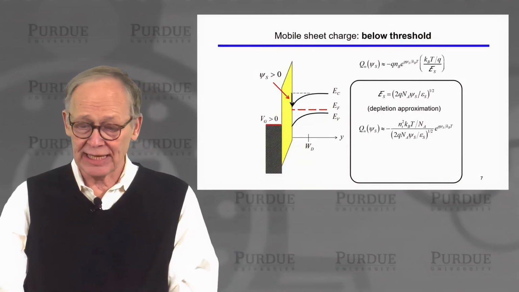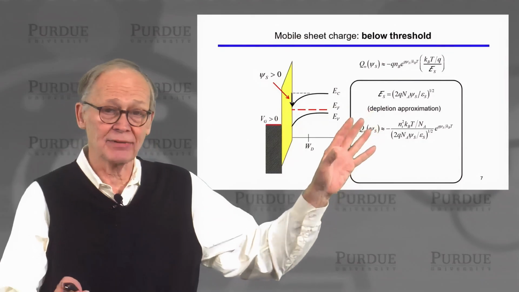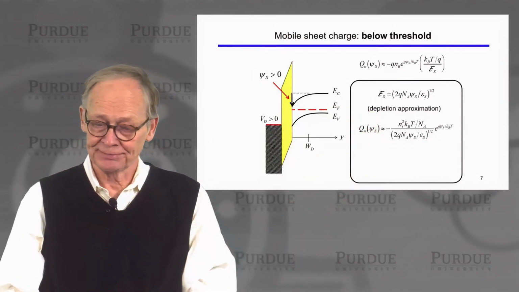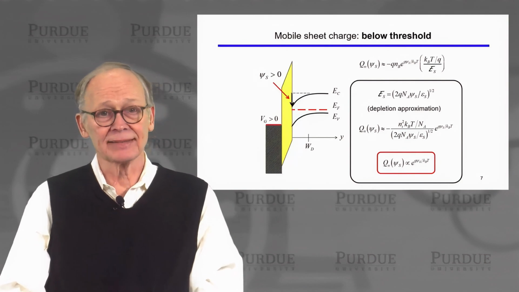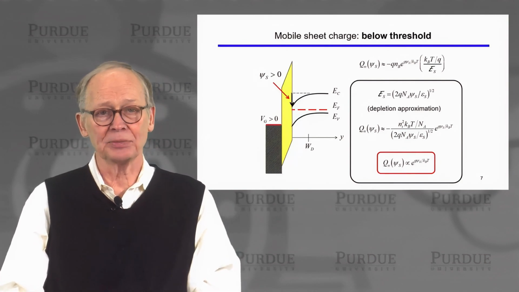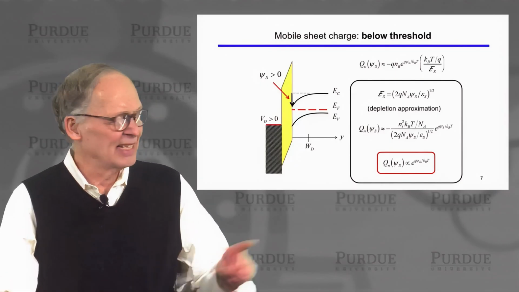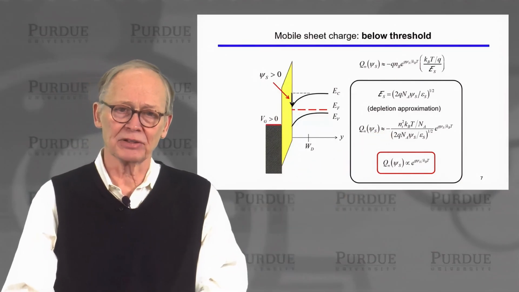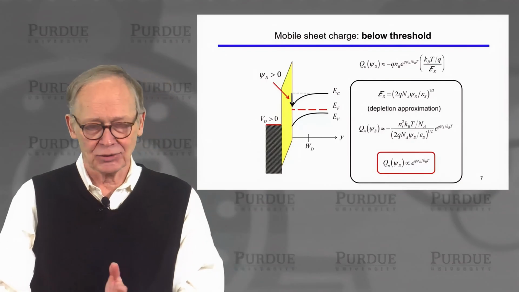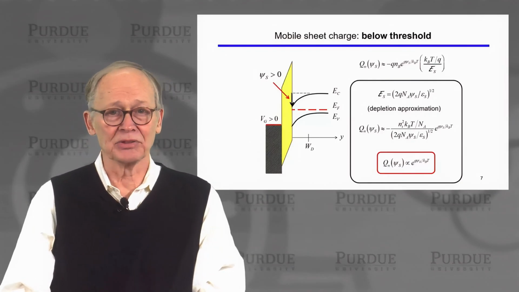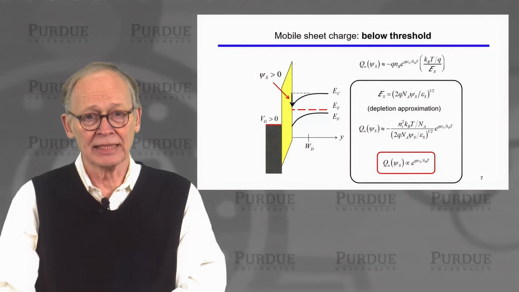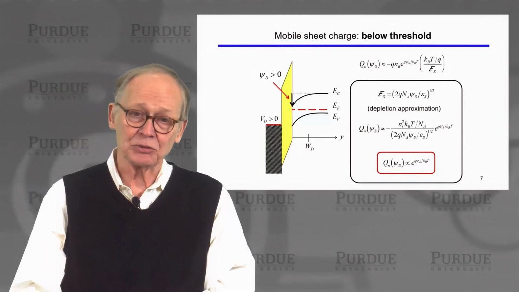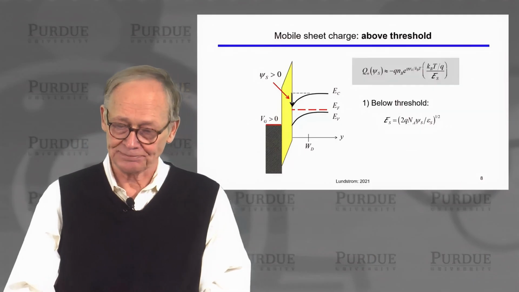Okay. Using that expression, we have our expression for the mobile electron charge versus surface potential. And the takeaway from this is that that mobile charge increases exponentially with surface potential. There's a square root of surface potential out front, but that's a slow variation compared to the exponential. So if we were to plot this, what we would just see is an exponential increase as we increase the surface potential. Okay, that's what happens below threshold.